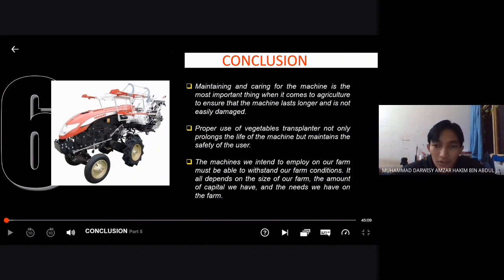Second, proper use of the vegetable transplanter not only prolongs the life of the machine but also maintains the safety of the user. Next one, the machine we intend to employ on our farm must be able to withstand our farm conditions. It all depends on the size of our farm, the amount of capital we have, and the needs we have on the farm.